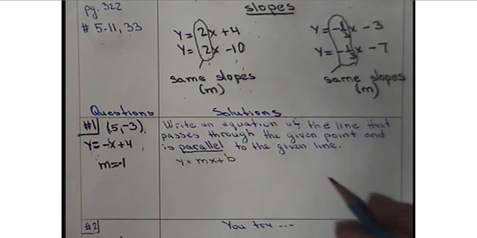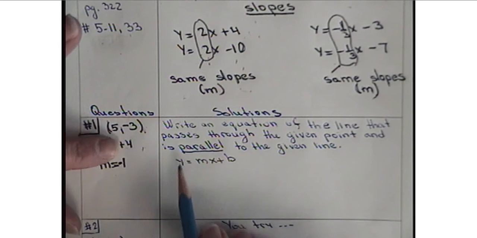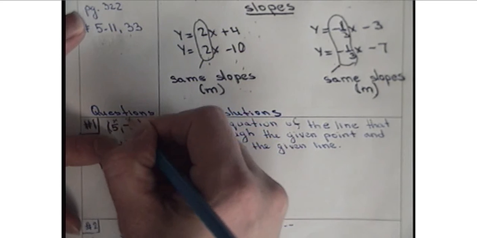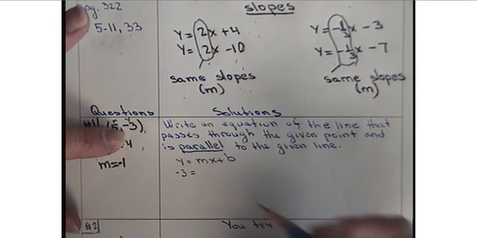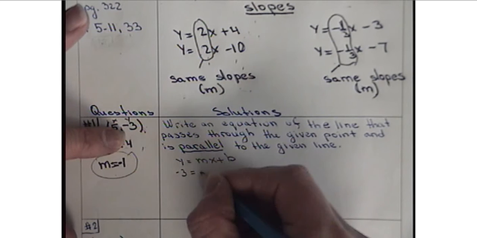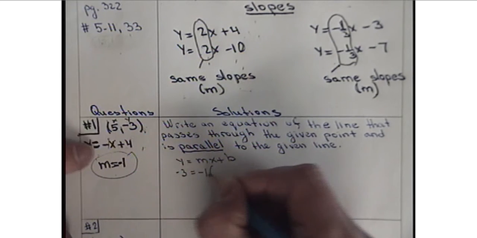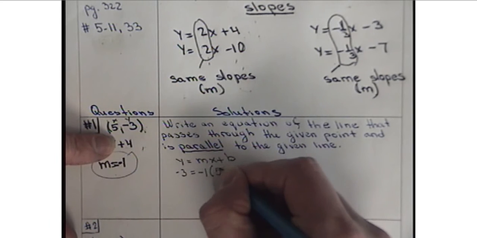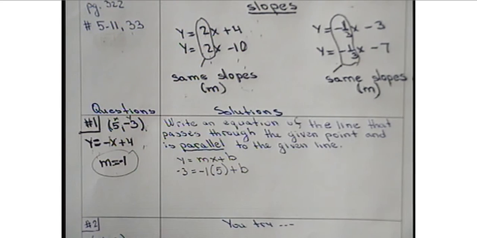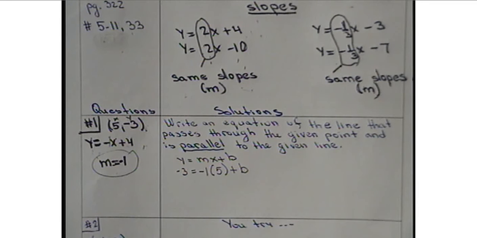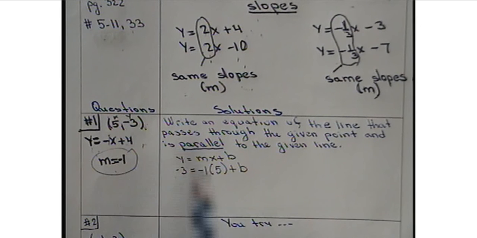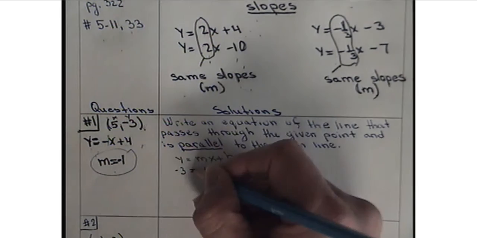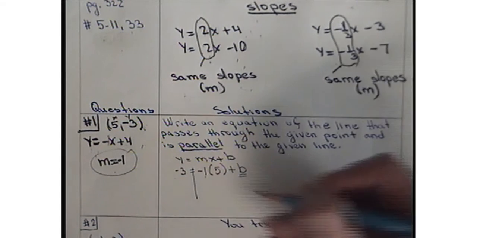So for the second line, x and y coordinates from here, we have y as -3 equals, because the lines are parallel, you're using the same slope, -1 times, and x is 5 plus b. Once you set up your equation and you write down the slope intercept form and you substitute the coordinates of the point and the same slope, then you have to solve for b. So what we're looking for is b.